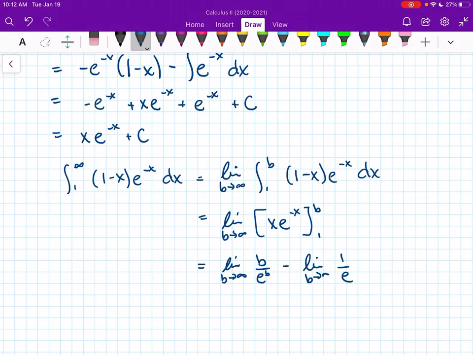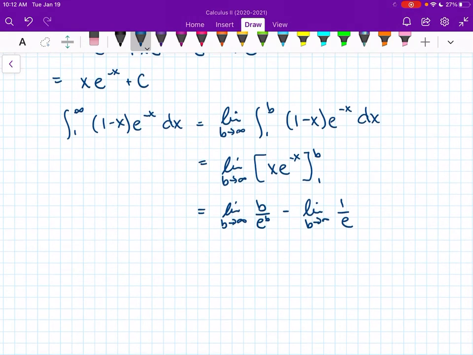But the first term, if I have the limit as b approaches infinity of b over e to the b, that's going to be infinity over infinity, right? Which then means L'Hopital's rule. So L'Hopital's rule, remember, is where you take the derivative of the numerator and the derivative of the denominator and then take the limit of those.